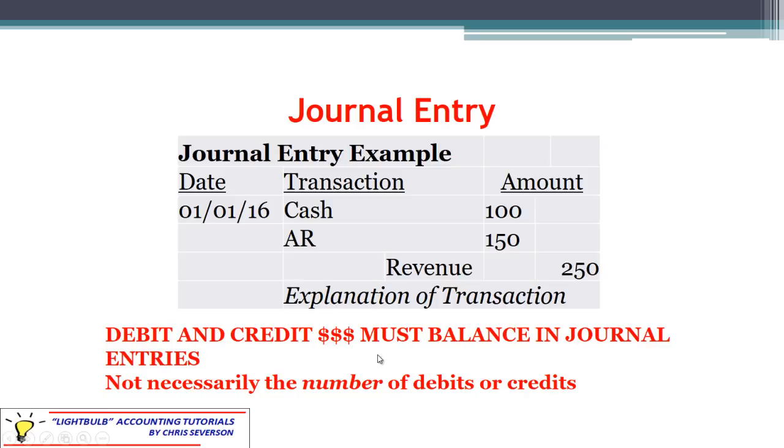Remember the rule that our total debit dollar amounts for any journal entry have to balance. It doesn't matter the number, the quantity, it's the dollar amount in total. $250 worth of debits equals $250 worth of credits on the revenue, so we're fine here. We're in balance.